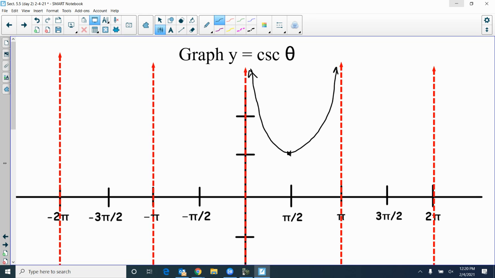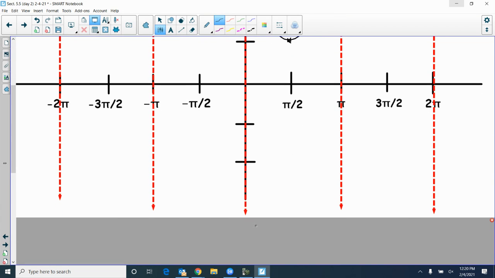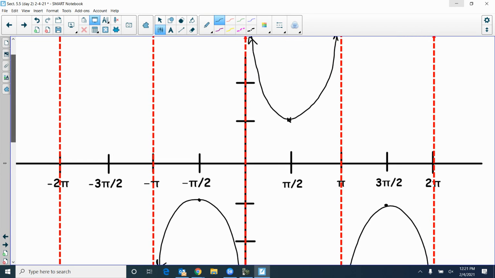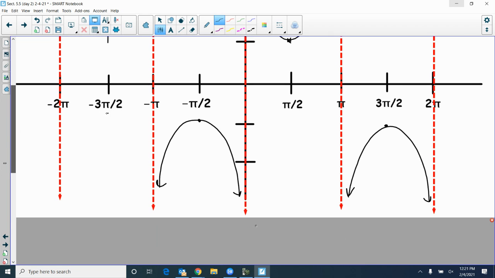And let's see, so here it's going to go to -1. Over here, we also have -1. And then in between negative pi and -2 pi, it'll be a +1.